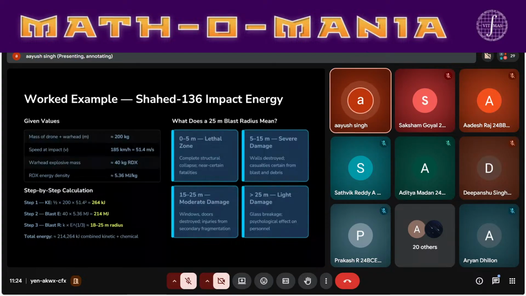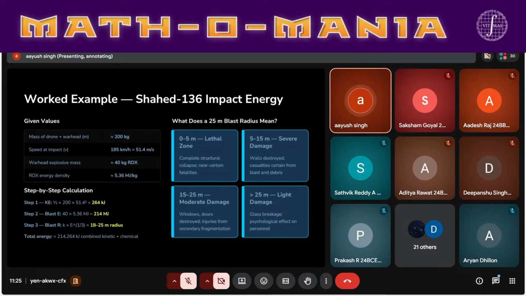So what does a 25 meters of blast radius mean? Between 0 to 5 meters of the blast, it is known as the lethal zone, which means there is a complete structural collapse and fatality is near certain over this region. In the radius of 5 to 15 meters, there is severe damage. Walls are destroyed, and casualties happen here usually due to the blast and the debris. Between 15 to 25 meters, there is moderate damage. Windows and doors are destroyed, and the injuries are from secondary fragmentation. And at a radius greater than 25 meters, there is light damage.